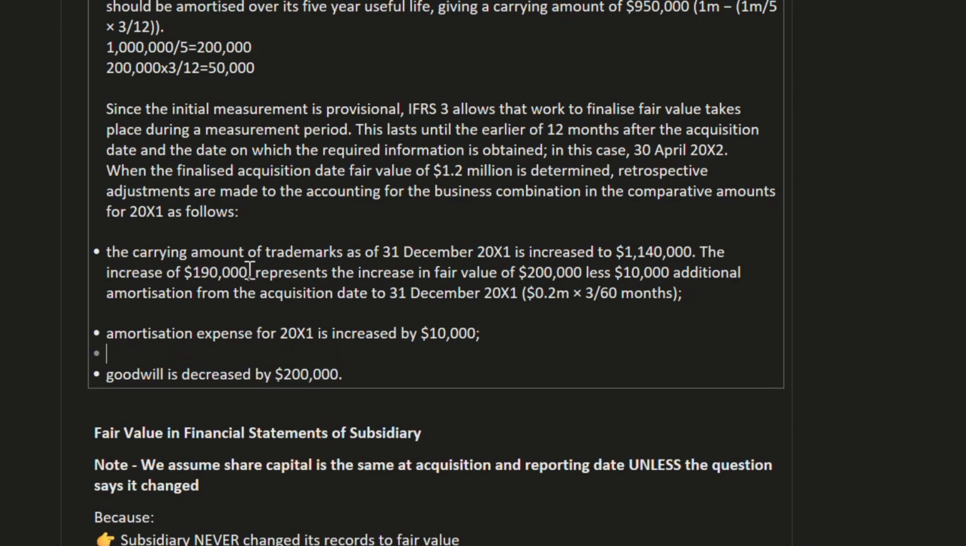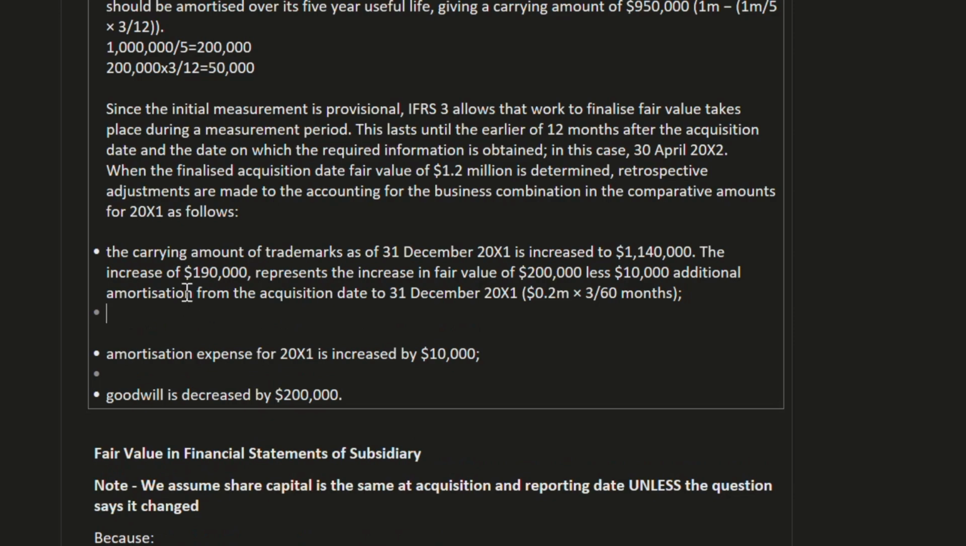First, the carrying amount of the trademark at 31st December 2021 is increased to 1,140,000, an increase of 190,000. Retrospectively, this is the increase in fair value of 200,000 less 10,000 additional amortization from the acquisition date to 31st December 2021, 0.2 million divided by 60 months multiplied by 3 months amortization. This is just so confusing. I'll explain the simple way to calculate this.